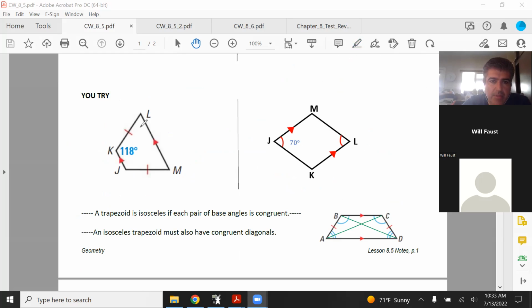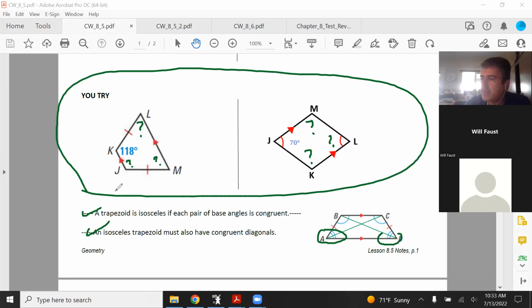So we'll need to figure out this angle, and this angle. Here we've got to figure out this angle, and that angle. And remember, a trapezoid is isosceles if each pair of base angles is congruent. That's another way of thinking of it. And isosceles trapezoids also have congruent diagonals too, just so you know. But go ahead and try these two problems right here. Give you guys a couple minutes and then we'll talk about it.